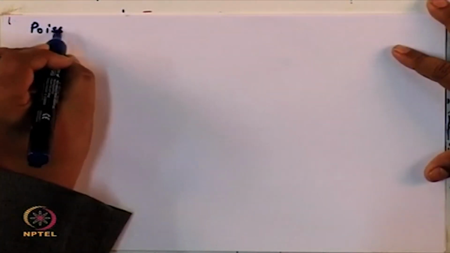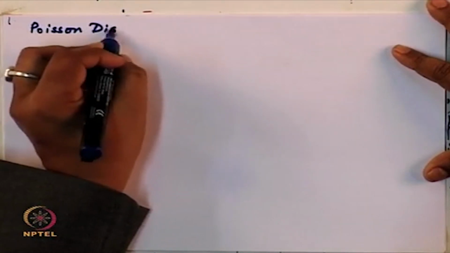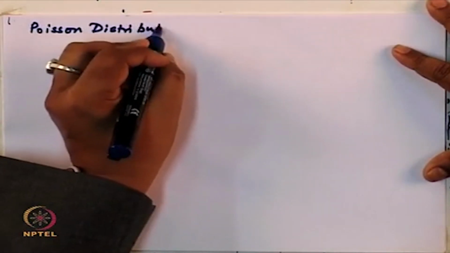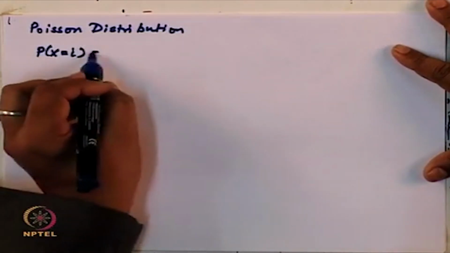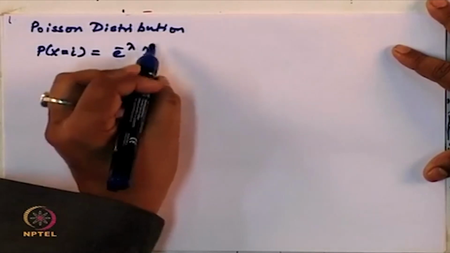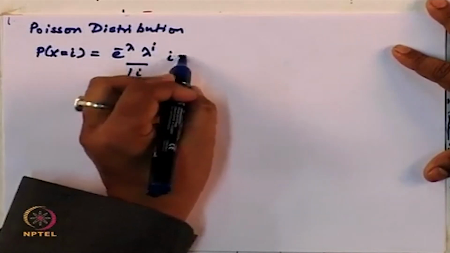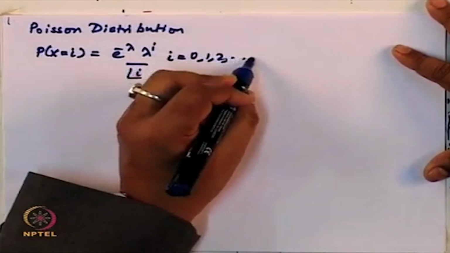We would like to continue and discuss two very important distributions today, but before I start I would like to briefly review what was discussed in the last class. In the last lecture we discussed two distributions, the Poisson distribution. For the Poisson distribution, the probability of x equal to i is given by e to the power minus lambda, lambda to the power i by factorial i, for i equal to 0, 1, 2, and it goes up to infinity.